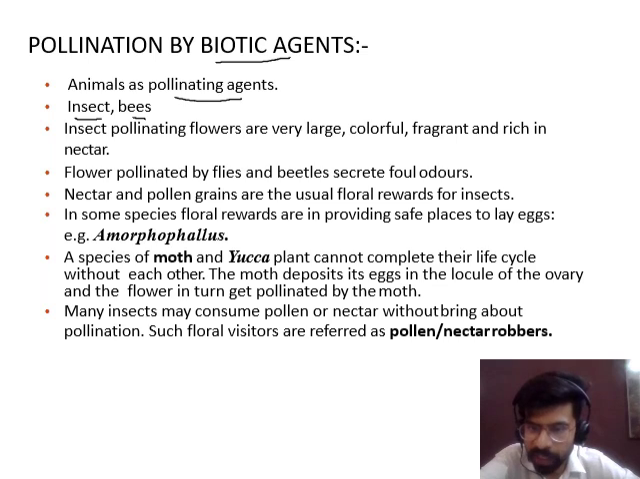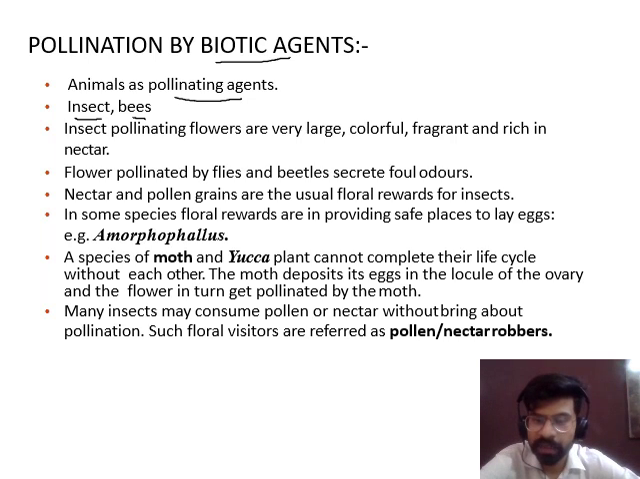Insects visit one flower, then move to another flower. So when the insect lands on one flower, it will get nectar from the flower. Means the insect gets nectar. Nectar means food from the flower, but when it flies, it also has some pollen grain on its wings. So from one area to the next area, the pollen grains are transferred with the help of insects and bees.